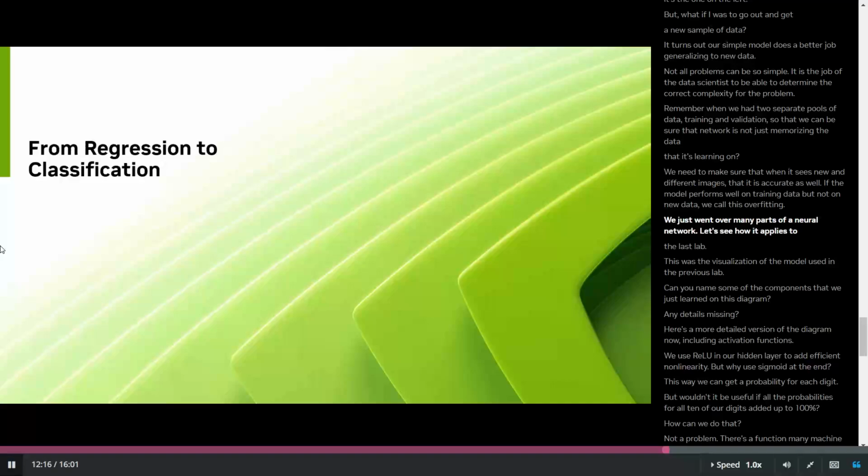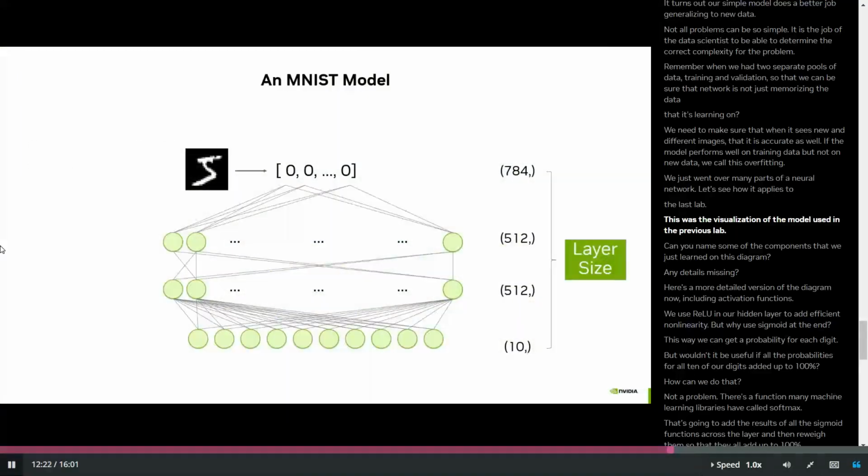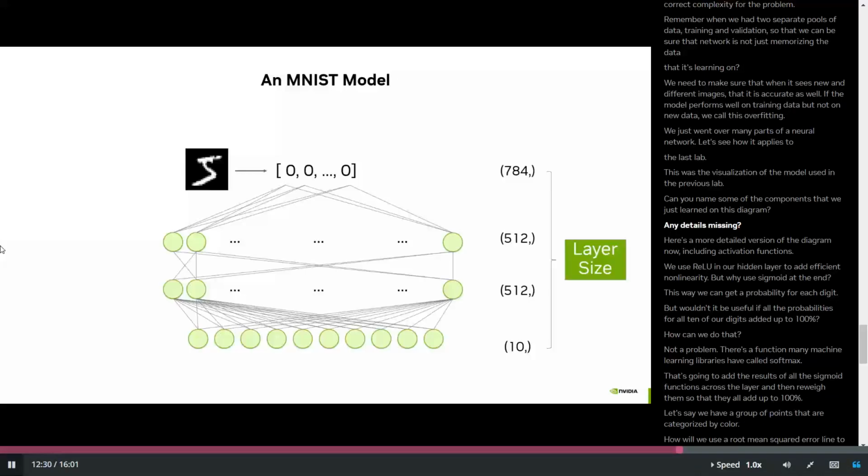We just went over many parts of a neural network. Let's see how it applies to the last lab. This was the visualization of the model used in the previous lab. Can you name some of the components that we just learned on this diagram? Any details missing?